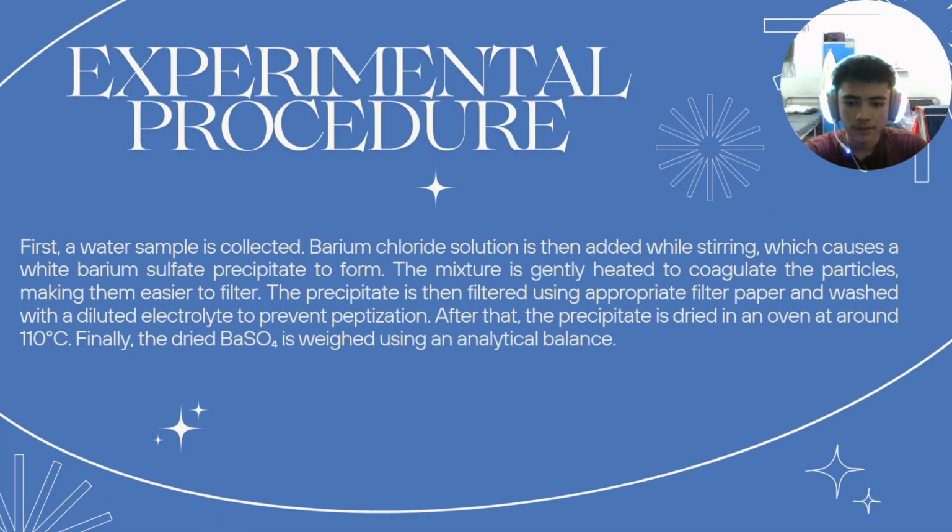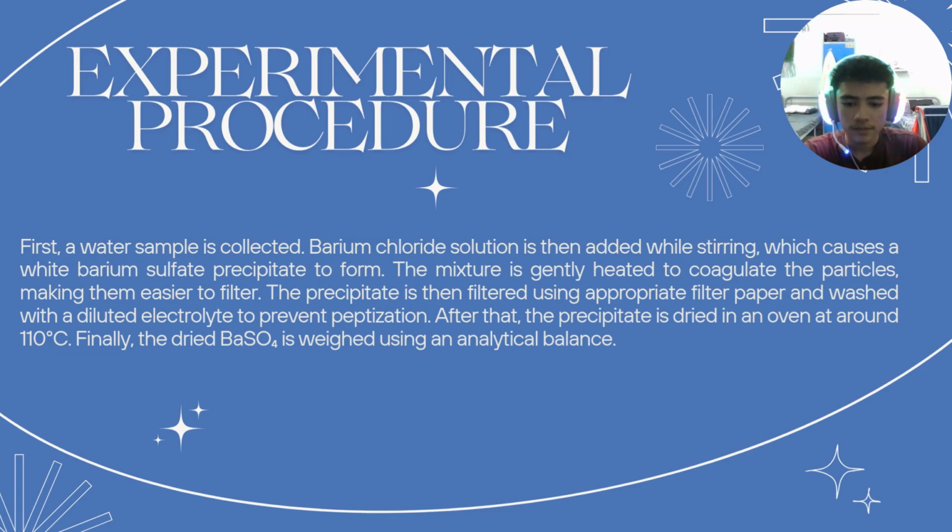Now, I will explain the experimental procedure that we follow. First, we began by collecting a water sample. To this sample, we added barium chloride solution while continuously stirring. This caused barium sulfate to precipitate out. Next, we gently heated the mixture. This step helped the particles to coagulate, making them easier to filter.